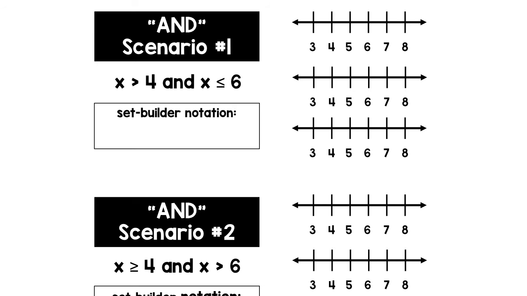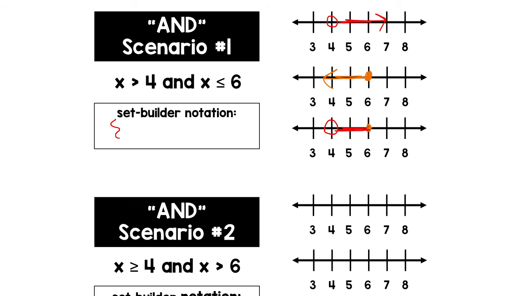So scenario number 1, X is greater than 4. All right, so that's going to be a circle on 4, and we shade to the right. And X is less than or equal to 6. So dot on 6, shade to the left. So these overlap right here. So what we're going to do to draw our solution is put the 2 endpoints and then shade between them. And that's the solution. So we've done this already in the past.